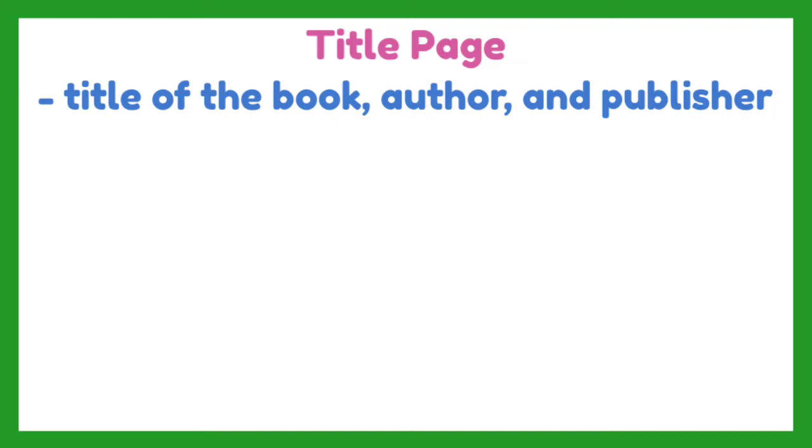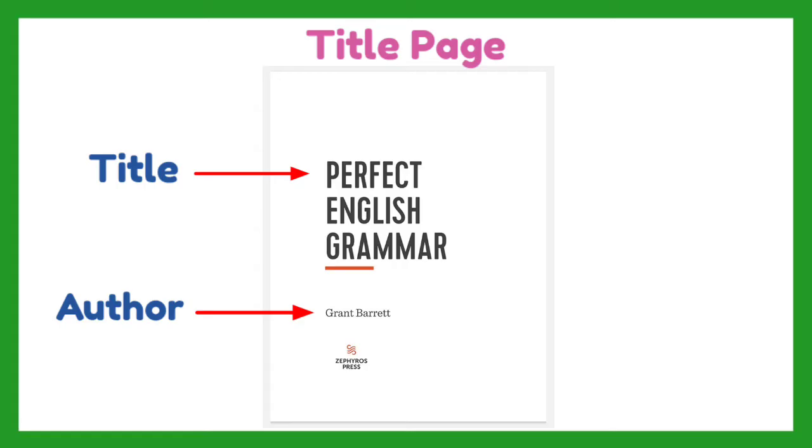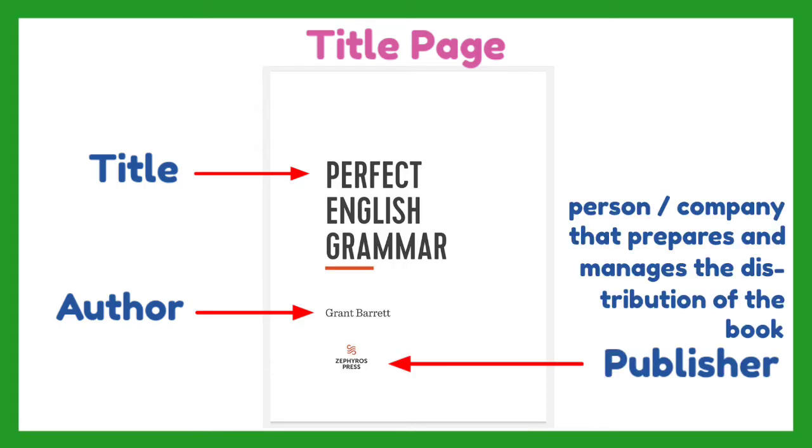Next is the title page. Title page contains the title of the book, its author, and the publisher. This is an example of a title page. Again, this is the title of the book, the author, and what's added here is the publisher. When we say publisher, it is the person or company that prepares or manages the distribution of the book.